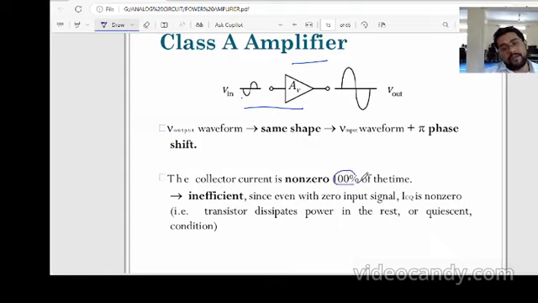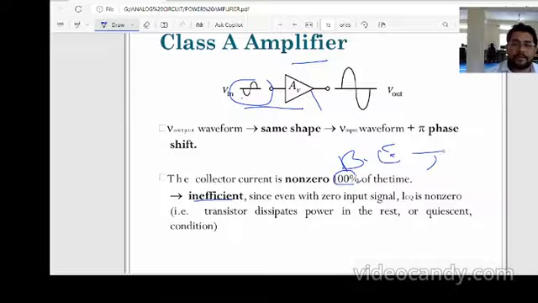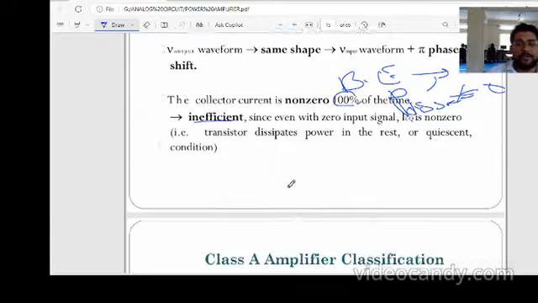The collector current is non-zero 100% of the time, which is inefficient, because even when the input is zero, it still produces collector current. The transistor has an on voltage, the base-emitter voltage also, so there is non-zero transistor power dissipation. That's why the dissipation power is always non-zero.